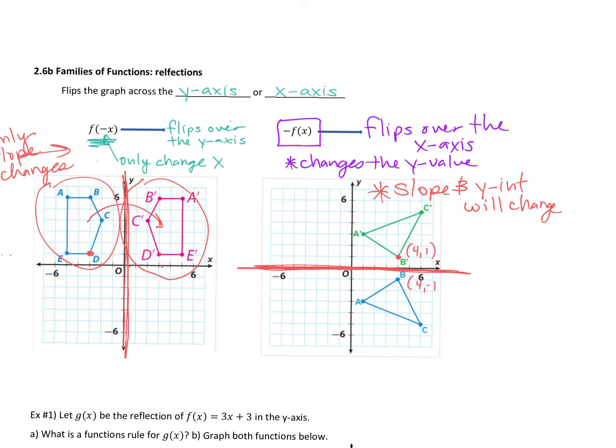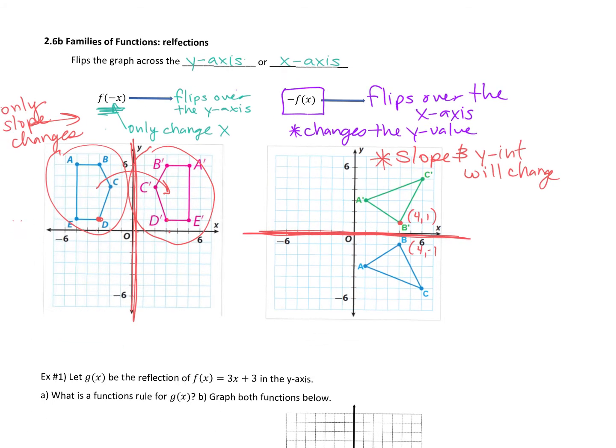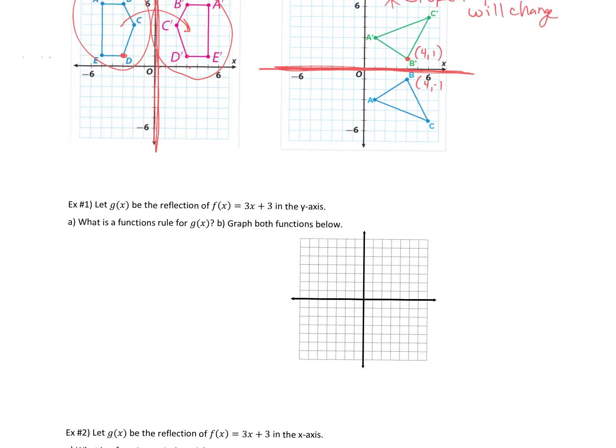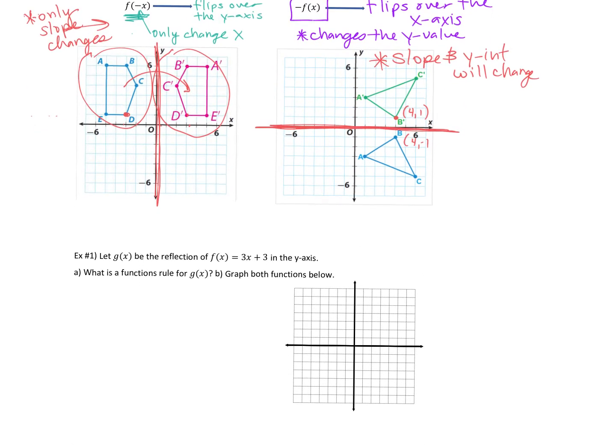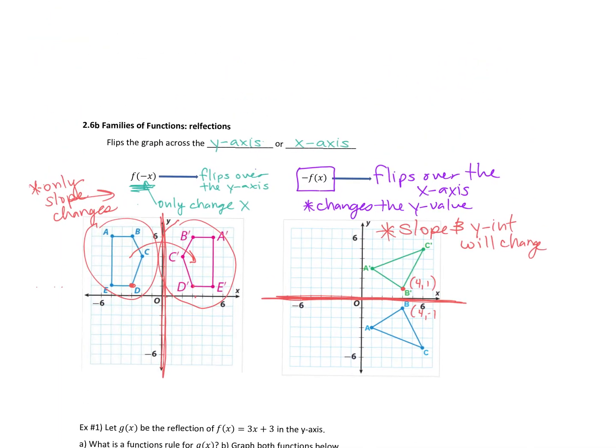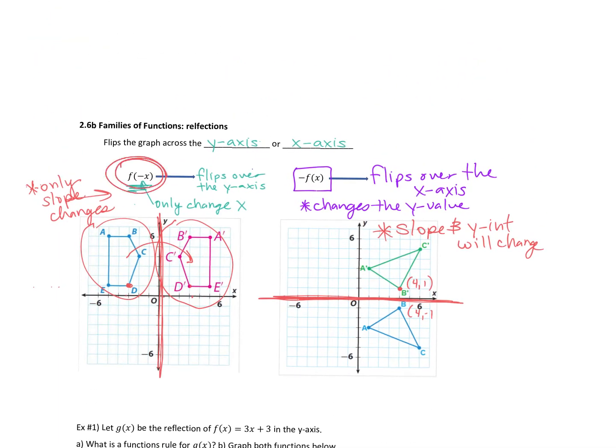Oh, lovely. Okay, so with that, we are going to do a bunch of reflections. And these can be very simple as long as you keep them straight. I cannot stress enough to you, when you are doing this, f of negative x versus the opposite of f of x, you need to make sure you know: am I flipping over the y-axis or am I flipping over the x-axis? Because if you can just keep that straight, it's going to make a lot of sense.